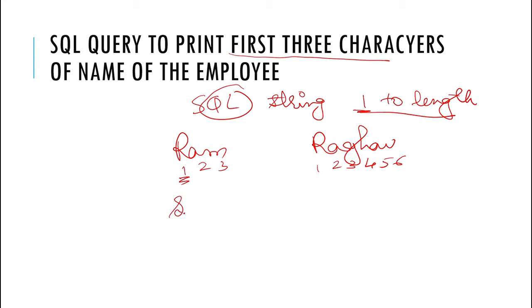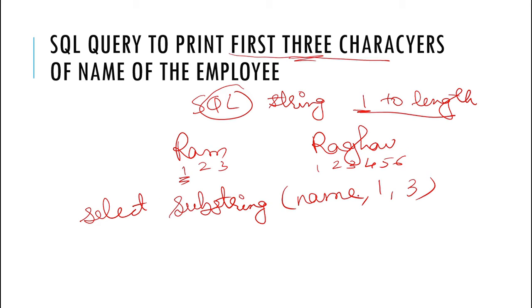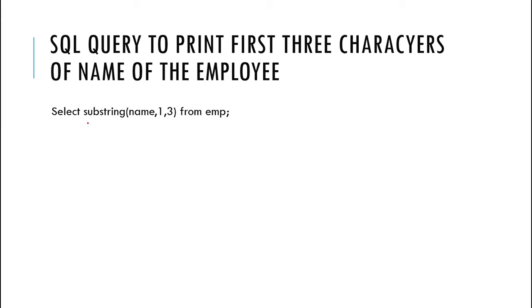Here the function is substring. We want the substring from the name attribute, and we want the first three characters, so it is 1 comma 3. So this is the function we will use. Select substring name 1 comma 3 from employee. This will be the query for this question. Let's see the answer. The only thing you need to remember is that here the string starts from 1, not from 0.